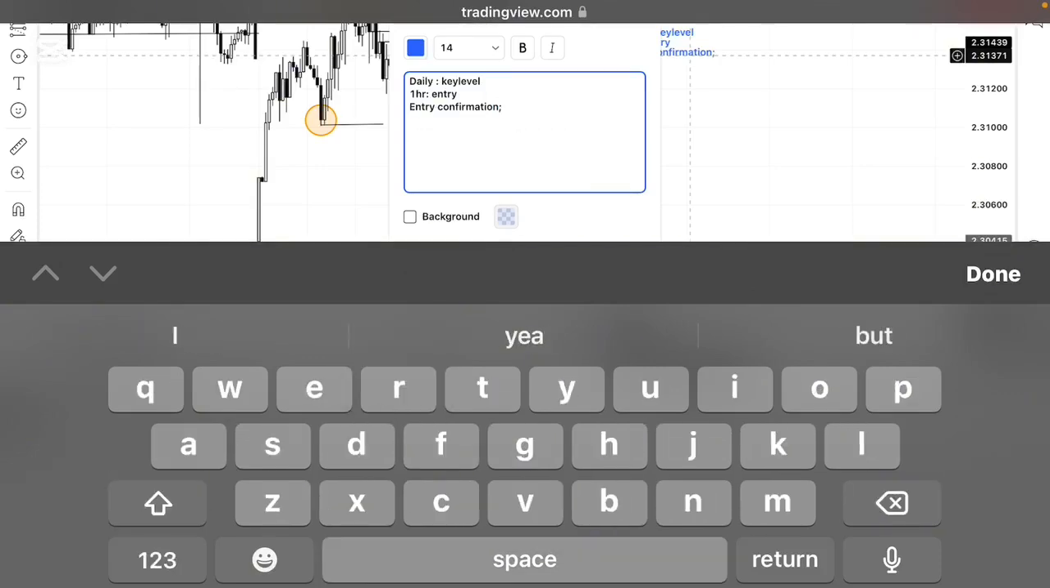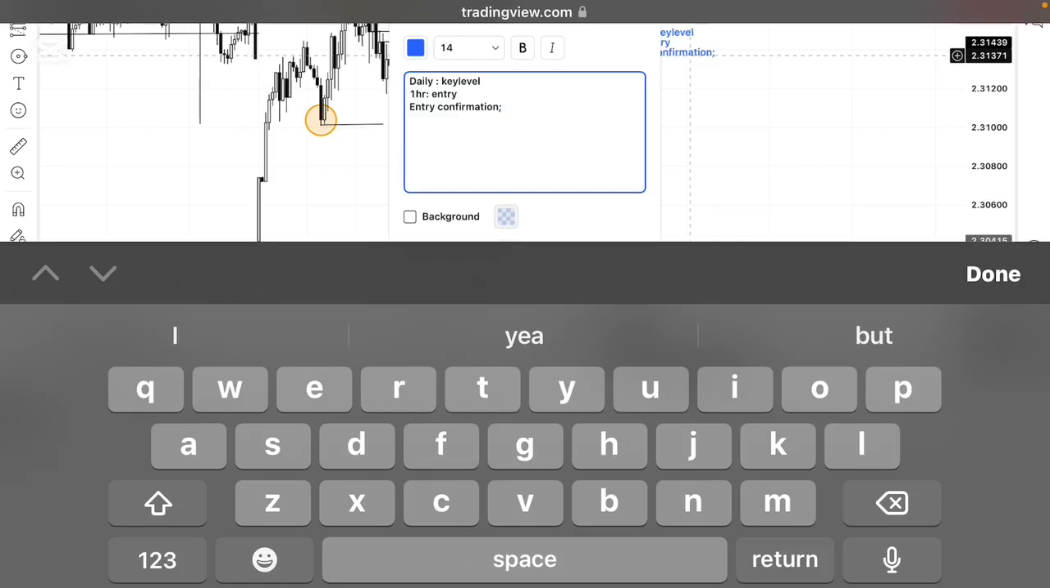Entry confirmation, my entry now. On your 1 hour for entry, always make sure 1 hour should be your entry to reduce your distance, to reduce your stop loss and manage your risk. You can use 1 hour or 30 minutes. So my entry is always between 1 hour and 30 minutes. 30 minutes I'll spot on my inducement, like play inducement. 1 hour is for entry.